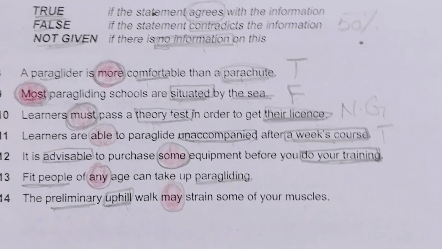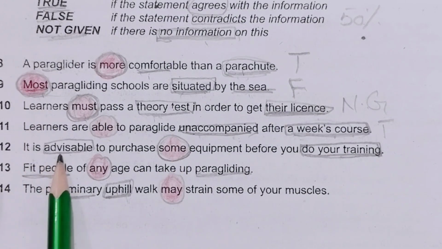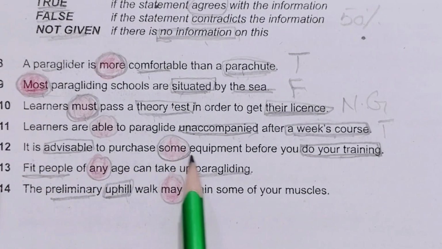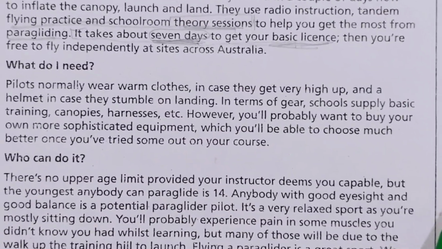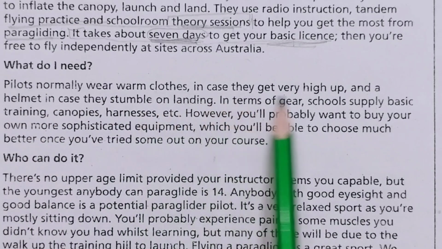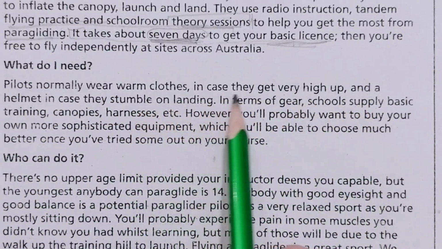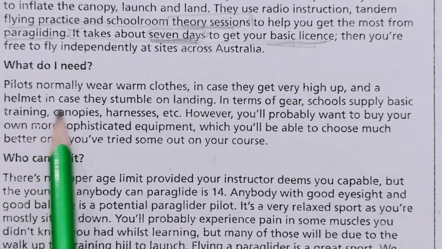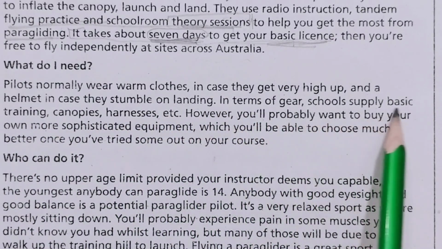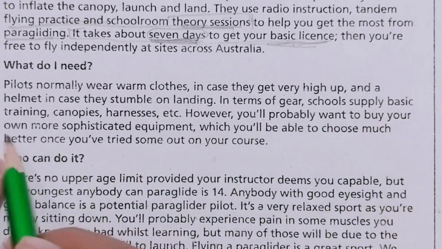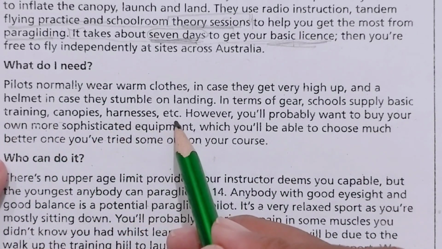Next, it is advisable to purchase some equipment before you do your training. So here now we will see where they have used the word equipment. Here they are talking about warm clothes, a helmet in case they stumble on landing. In terms of gear, the school supplies basic training canopies, harness, etc.